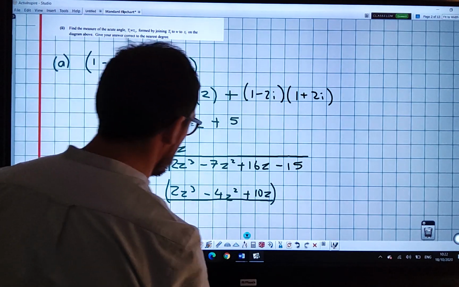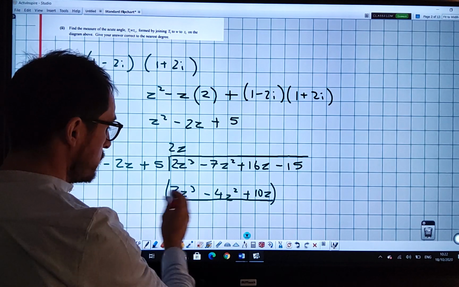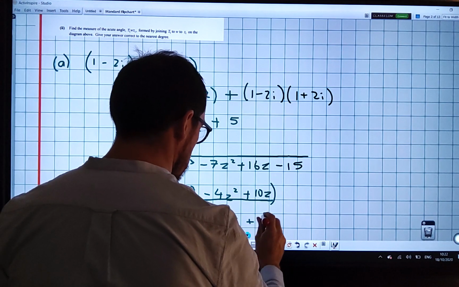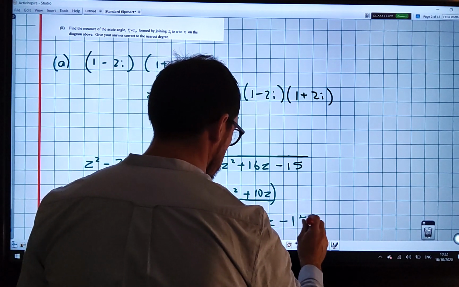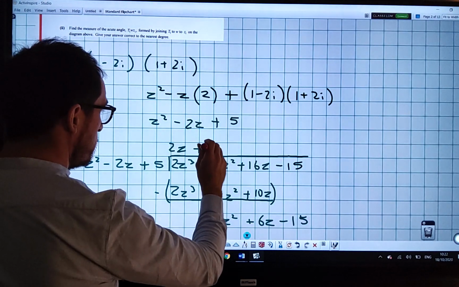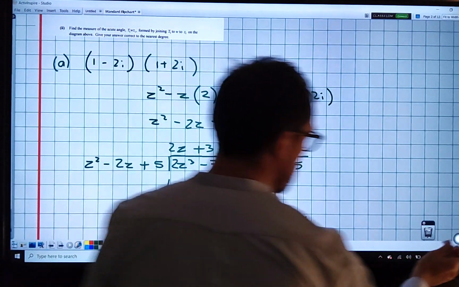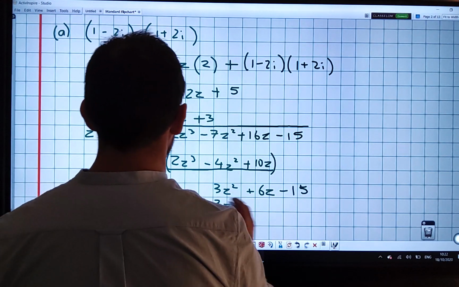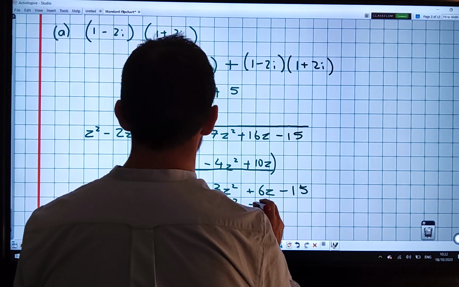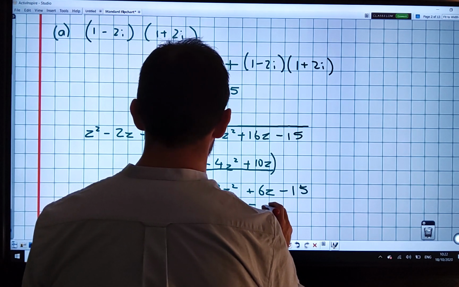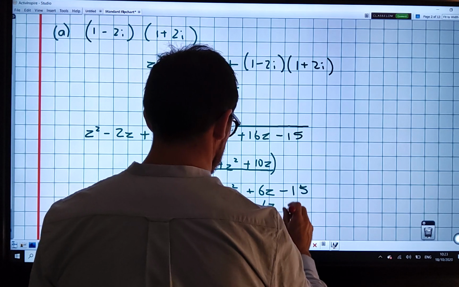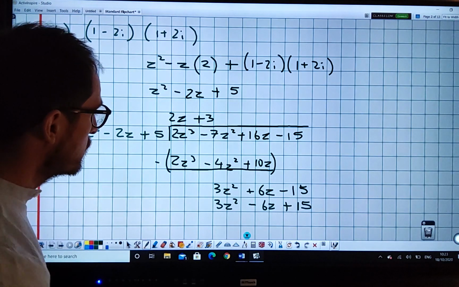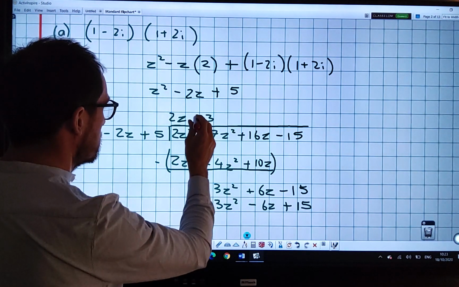So that cancels. So now what I'm going to get here is minus 7z squared plus 4z squared is minus 3z squared. And then it's going to be plus 6z minus 15. Okay, just make sure you've got your sign right. So I'm going to multiply this by minus 3.